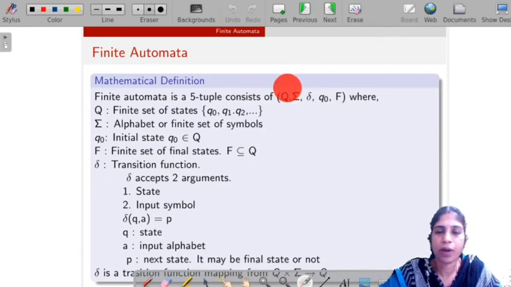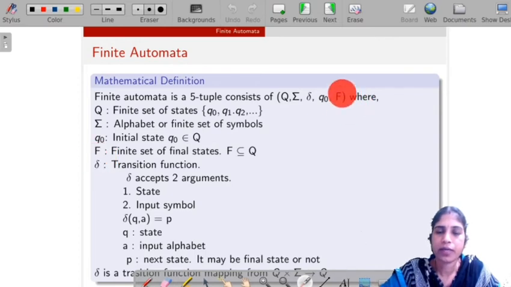Next one is sigma. The system must have some input. Okay, set of inputs, or set of symbols, is called the alphabet. So sigma is the alphabet or finite set of symbols. Based on that input, it moves from one state to another state. The next one is Q0. Q0 is the initial state. Q0 must always be a member of the set of states. So we can represent it as Q0 is an element of Q. It must be a member of the finite set of states. So it is represented by Q0 element of Q.